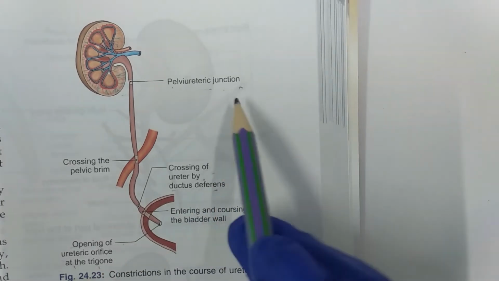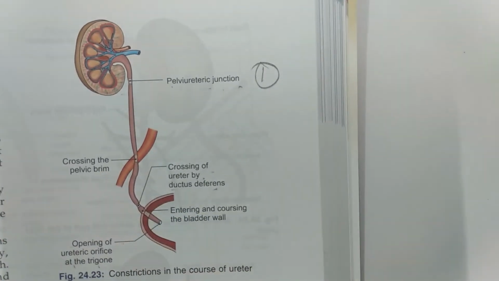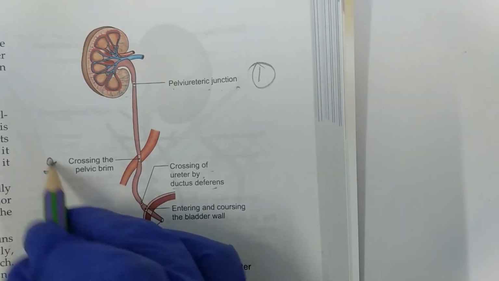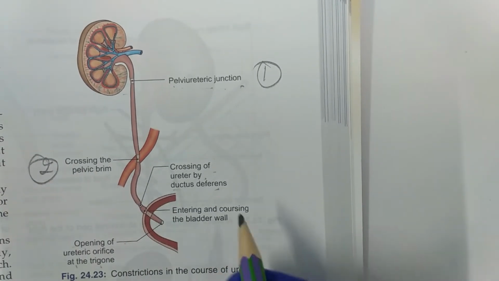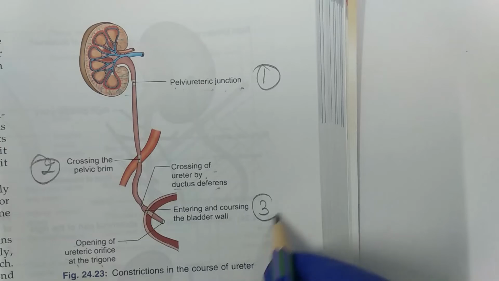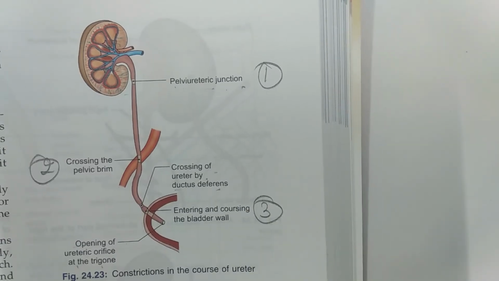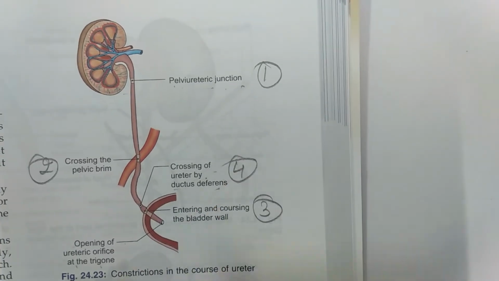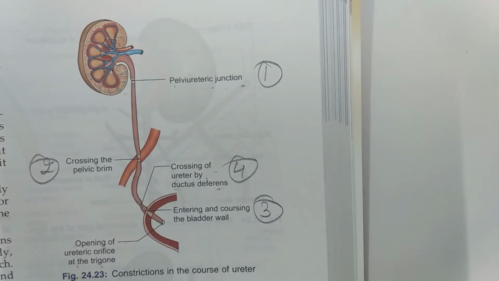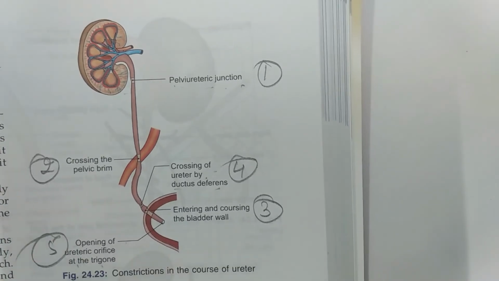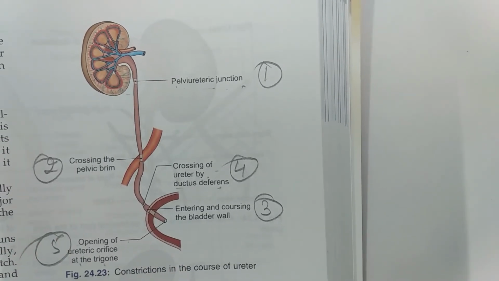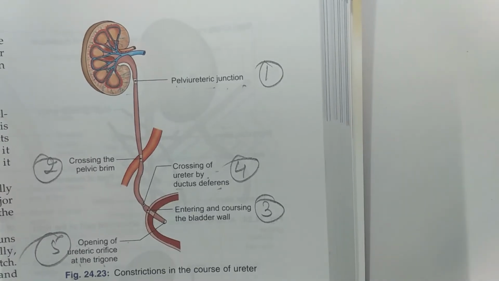So some books say the first is the pelvic ureteric junction, second is the crossing at the pelvic brim, and third is at the entry into the bladder wall, and the fourth one is the crossing of the ureter by the vas deferens and the narrow opening of the ureteric orifice in the trigone. These are the normal constrictions present in the ureter.